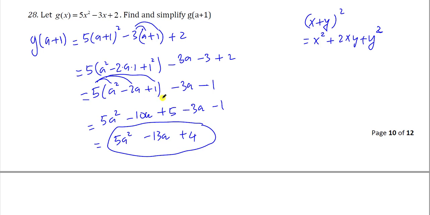Okay, I think I made a small mistake right here. This is the plus. The plus should be here, not minus. So plus here, you should have 5 times 2a, that is 10a. Okay, so 10a minus 3a should be plus 7a. So 5a squared plus 7a plus 4.